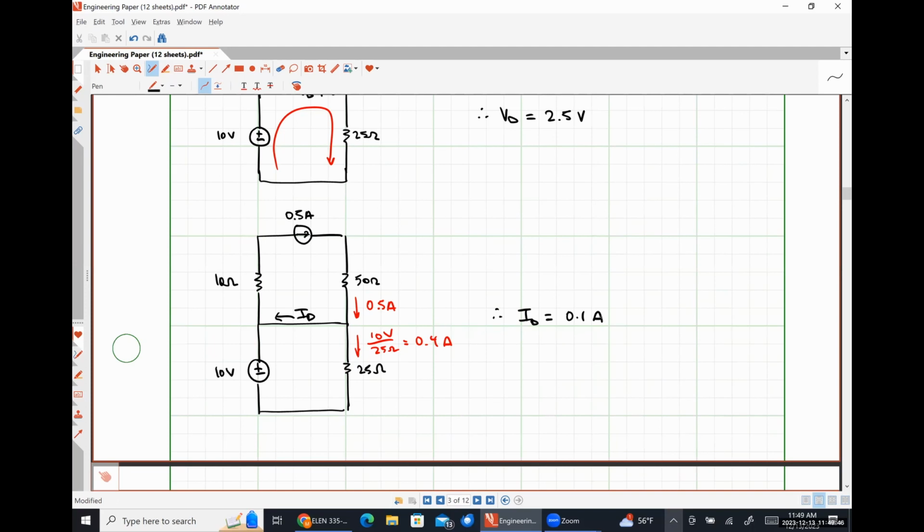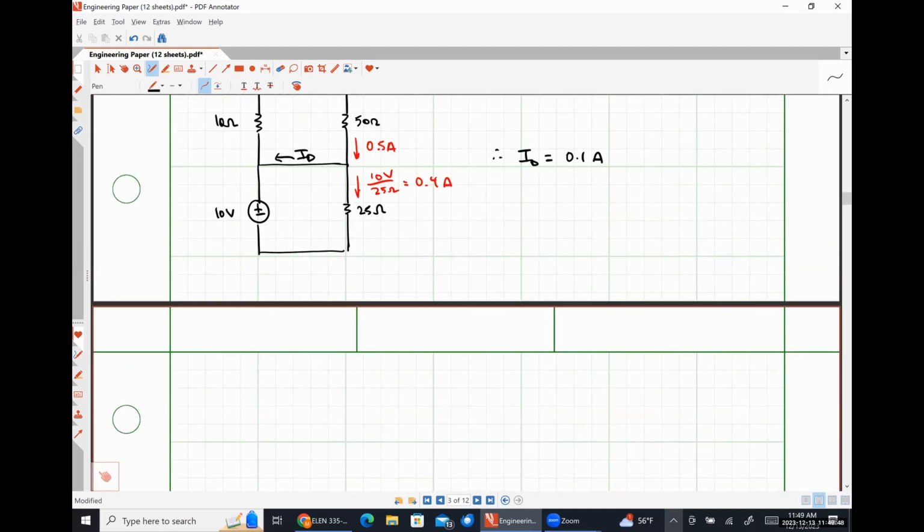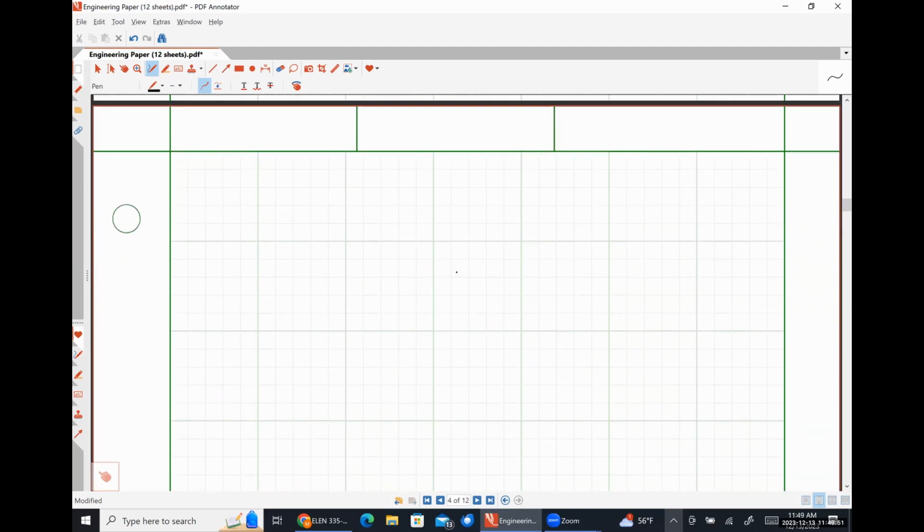Okay? So let's look at another circuit here where we're literally just trying to figure out which diodes are forward biased and which diodes are reverse biased.